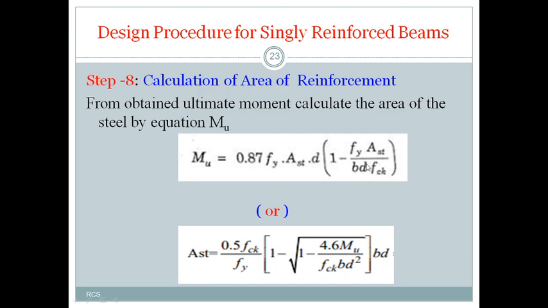This equation will form a quadratic equation. You know that for a quadratic equation we will get two roots. With respect to the positive root, you have to calculate the Ast. It's simple. It is also simple, but it has some more calculations compared to this equation.